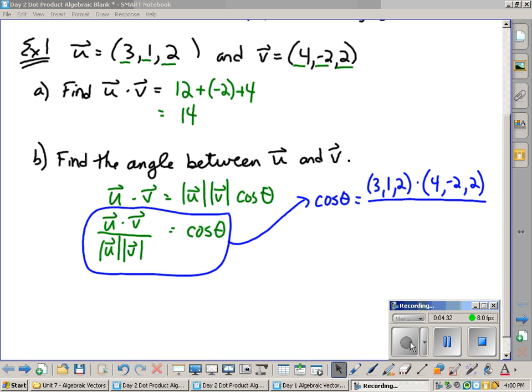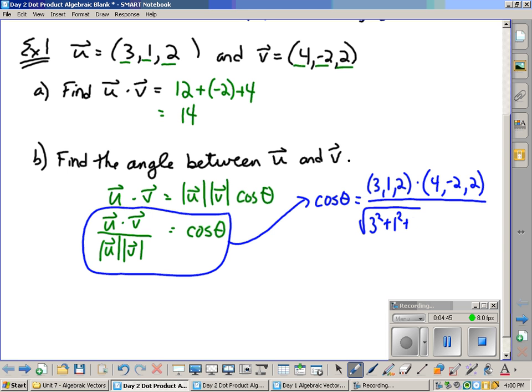So remember from yesterday, to find the magnitude you take the square root of the sum of the squares. So for u, it is the square root of 3 squared plus 1 squared plus 2 squared. That's the magnitude of u. And the magnitude of v, square root of the squares, 4 squared plus negative 2 squared plus 2 squared. Now, I don't expect us to write that down every time, but it will be helpful here.